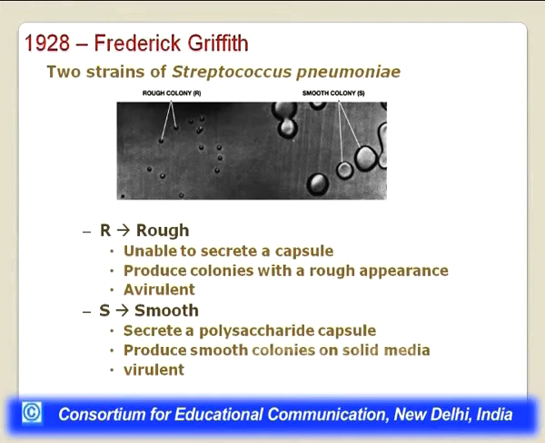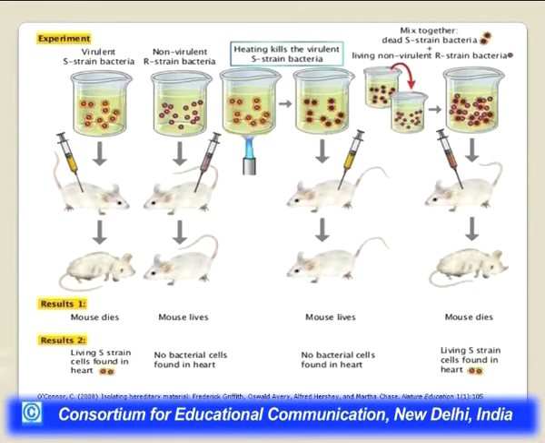He was working on these two bacteria, and what he found out was that he started off with the virulent S bacteria, injected the mice, and then observed what happened after a few days. When he injected this virulent bacteria, as expected, the mice died a few days after the injection. And he could also isolate the living S strain cells, which were found in the heart.